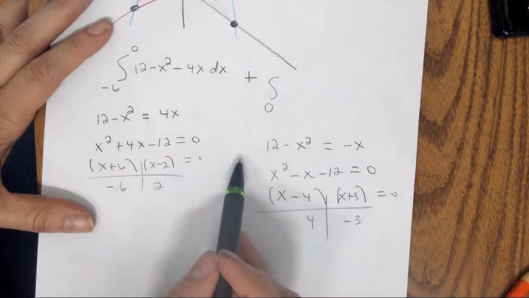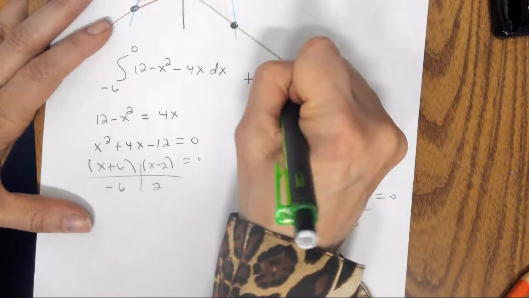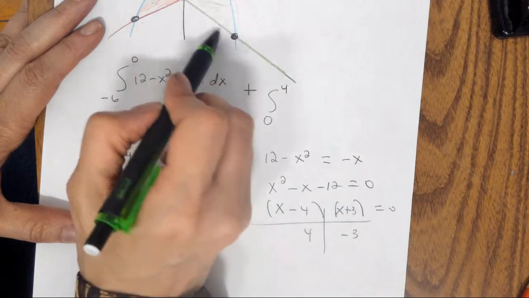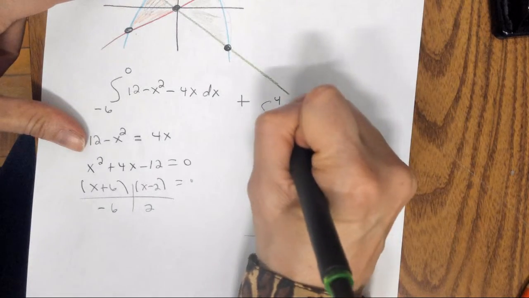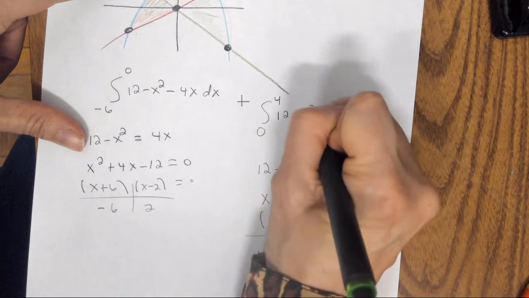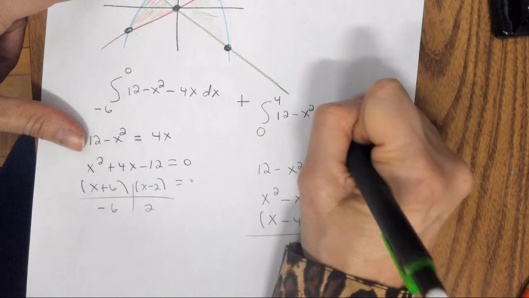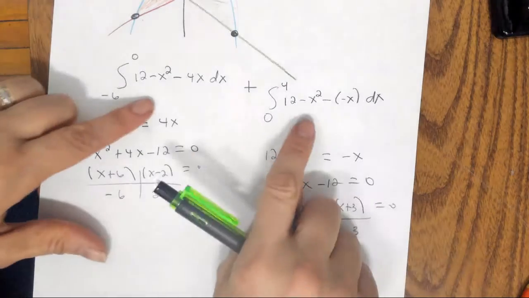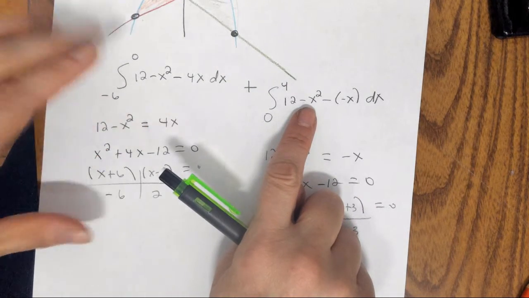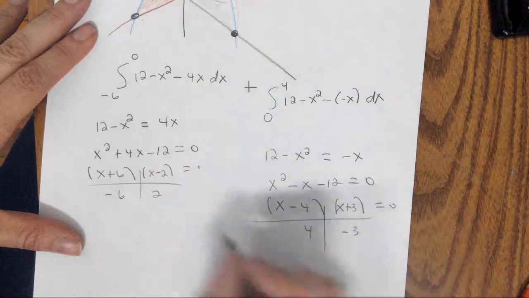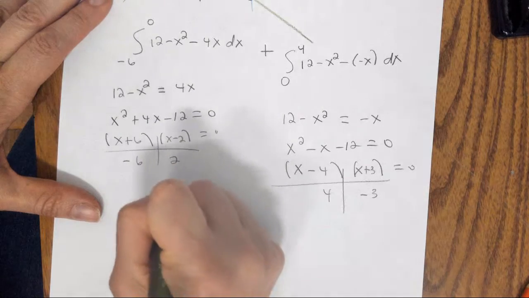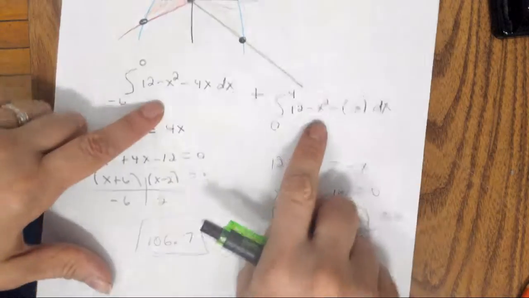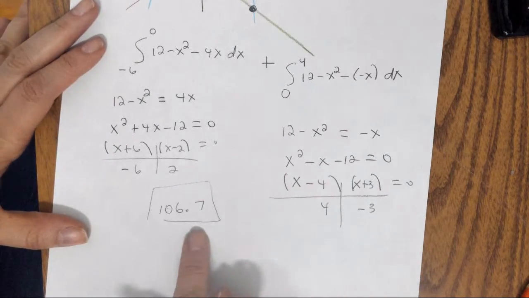So I have 4. And again, what's on top here? The blue is on top of the green. So I have 12 minus x squared minus a negative x dx. And when you work these two out, you should get approximately an area of 106.7. So plug these in and make sure you get that.